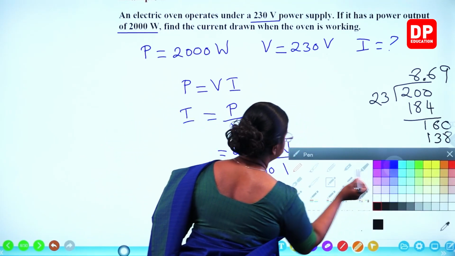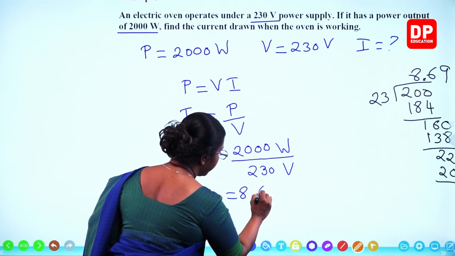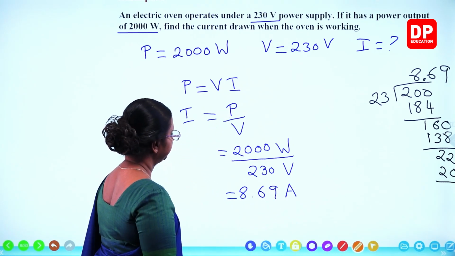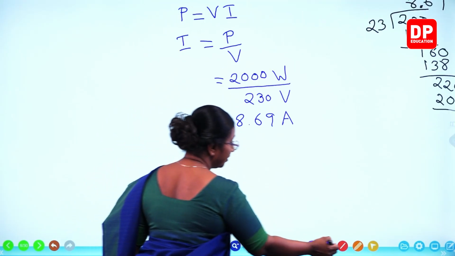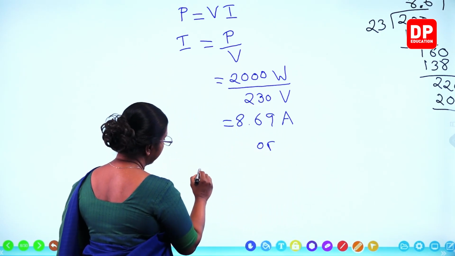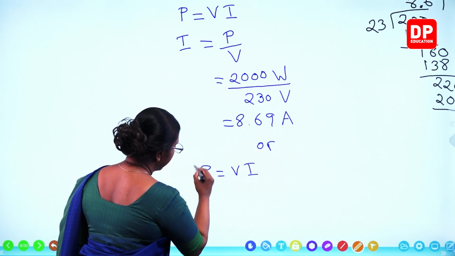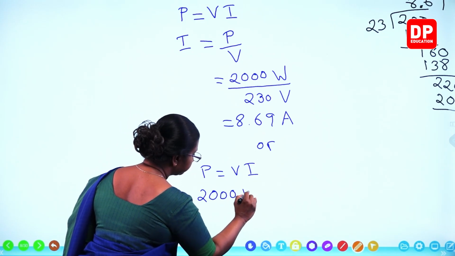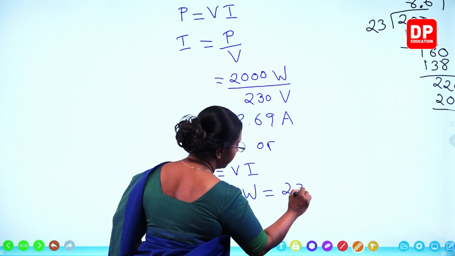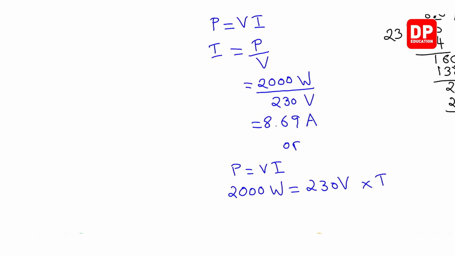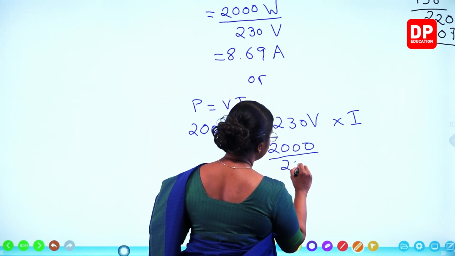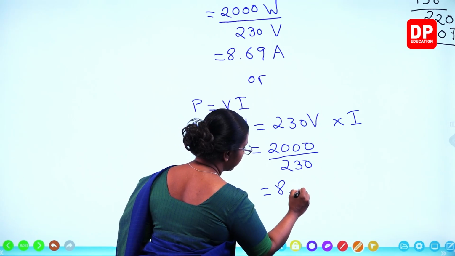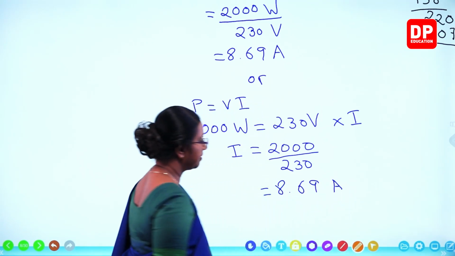So here that is equal to 8.69 amperes. That is the current. So you can do it this way, or that is again the way you do it, the order. You can have power equals VI. You can substitute 2000 watts equals 230 volts into current. Then you can rearrange: current equals 2000 divided by 230. Still you will get the same answer, 8.69 amperes.